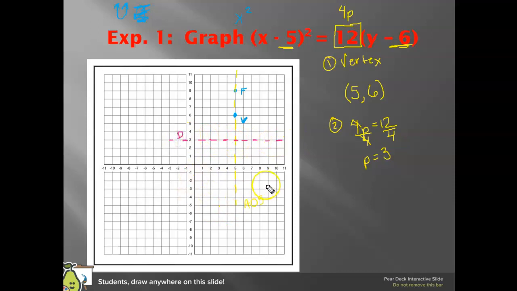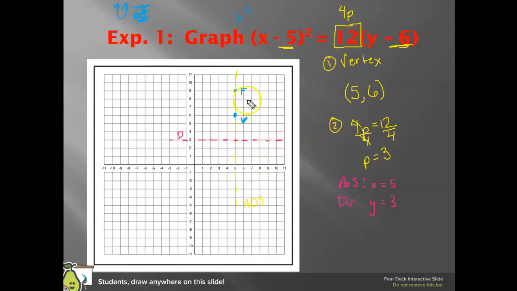Now, oftentimes you'll be asked to write the equation for the axis of symmetry or the equation for the directrix. For my axis of symmetry, this is a vertical line, so that's going to be x equals, and x happens to be equal to 5 because it goes through the vertex. For my directrix, that's a horizontal line, so that's going to be y equals, and it looks like that line is at 3. So y equals 3 is going to be my directrix, because that was 3 spaces below the vertex.